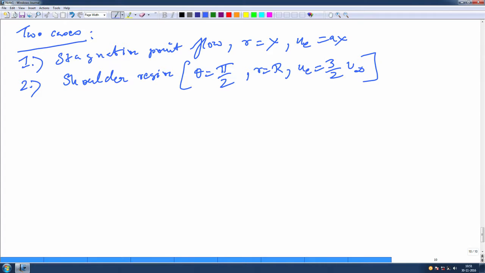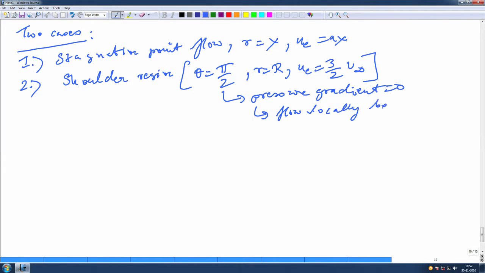Okay. So, that is the shoulder region, where the pressure gradient is basically equal to 0. That is exactly like a flat plate. So, the flow locally behaves like a flat plate, and in the flat plate, as you know, u du/dx is basically equal to 0, right. That is the flat plate boundary layer, right. Because there is no pressure gradient, there is 0 pressure gradient inside a flat plate boundary layer, right.